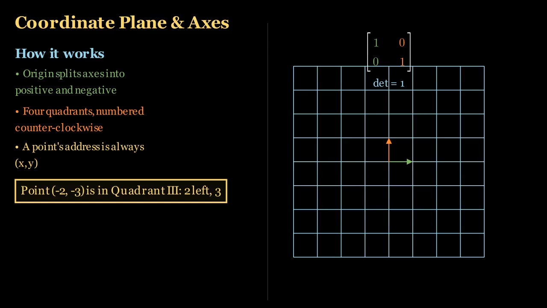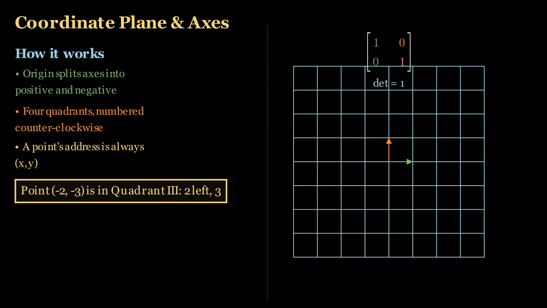Let's solve a real problem. Imagine a map where each unit is 1 kilometer. City A is at coordinates 1, 1. City B is at 4, 5. We want to find the straight line distance between them. On our grid, we can draw a right triangle. The horizontal leg goes from x equals 1 to x equals 4, which is a length of 3. The vertical leg goes from y equals 1 to y equals 5, a length of 4.